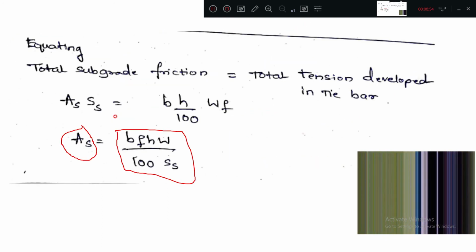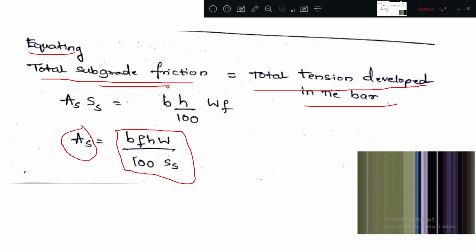It is here. By equating total subgrade friction with the total tension developed in the 1 bar. So total tension developed in 1 bar is this. Total tension developed in 1 bar is given by AS into SS. AS is area, SS is stress, so area into stress gives total tensile force.